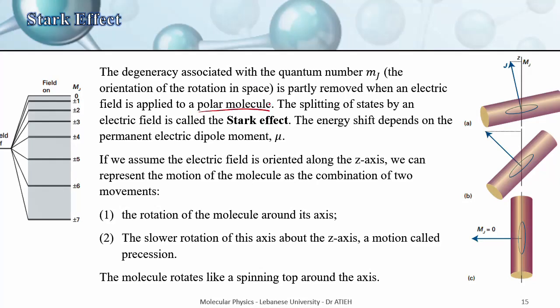If we have a polar molecule, it means that we have a molecule where the center of positive charges is on one side and the center of negative charges on the other side. So we have some sort of a dipole. This is a polar molecule. If we have a permanent electric dipole moment, mu, it's equal to Q times D. Remember, if we have two charges, one plus Q and the other minus Q separated by a distance D, then the electric dipole moment is equal to QD.